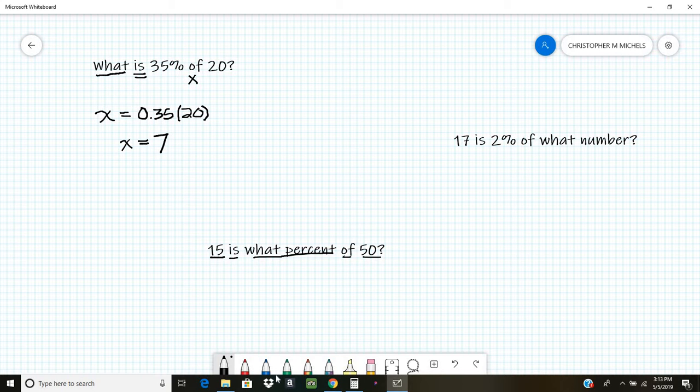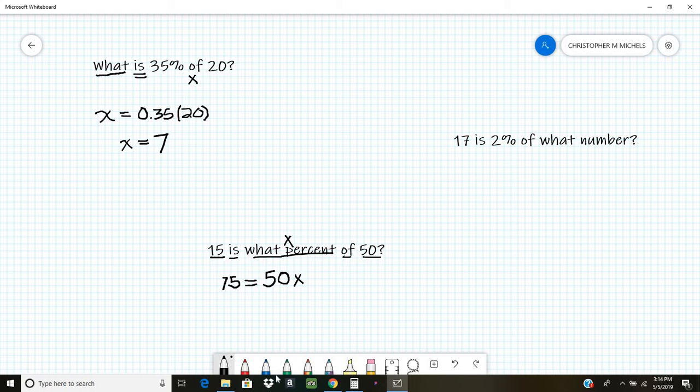So if I translate this into algebra lingo, they're saying 15 is, so that means 15 equals what percent of 50? So what percent, that implies that's my x, the unknown, of 50, so times 50. Now if you remember, you can multiply in any order. So I know if you're kind of interpreting this literally, some people put x times 50, but in algebra terms, you can write that as 50x, and that means the same thing.